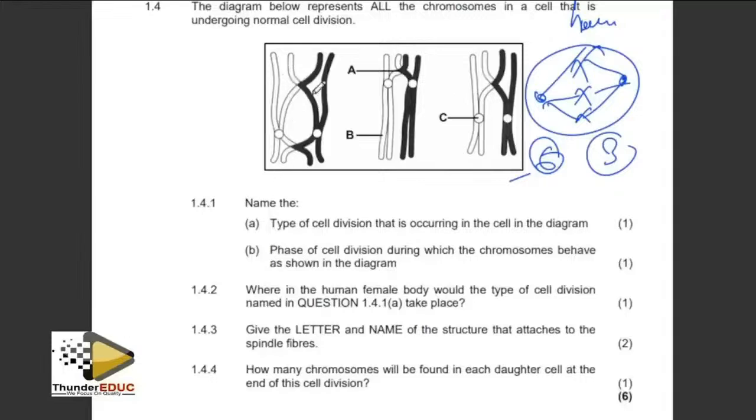This is chromosome 1, chromosome 2, chromosome 3, chromosome 4, chromosome 5, chromosome 6. Because they are still under meiosis 1, at the end of this cell division it will be half the chromosome number, whereby 1, 2, 3, 4, 5, 6. So it means that the answer is going to be 3.